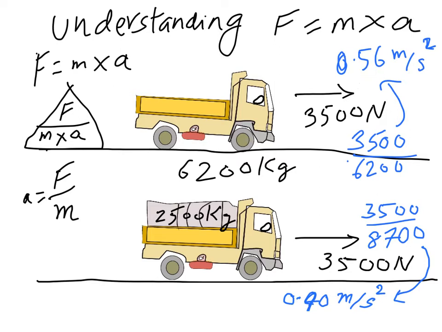Compare that with that. Obviously, the acceleration of the lighter truck is higher than the acceleration of the heavier truck. This time it is 0.4 meters per second squared. So that shows if you increase the mass, the acceleration will be less. And that's really intuitive common sense. If you've been shopping and you push an empty trolley with the same force, it accelerates faster. Same as here.